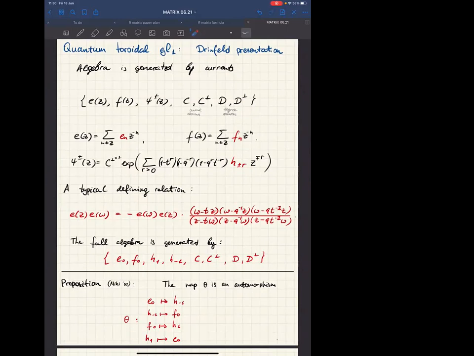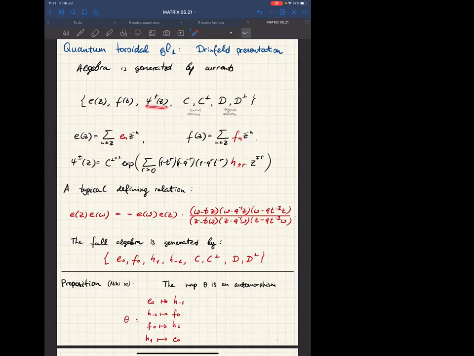So I need to start with definitions. The algebra is generated by 4 currents, 2 central elements, and 2 degree operators. These currents are a convenient way of writing together different generators of the algebra. So we can expand these currents in their modes. And these are the generators.